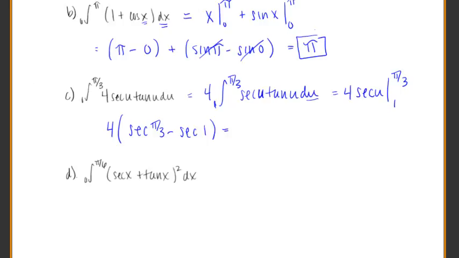Further evaluating, then we'll get 4, and then secant of pi over 3. Secant is just the reciprocal of your x value, so at pi over 3 our x value is 1/2, so the reciprocal of 1/2 is 2. Okay. And then we want the reciprocal of the x value at 1.